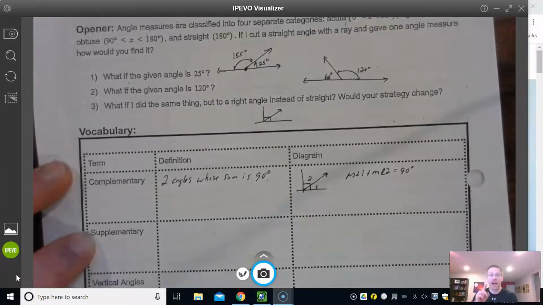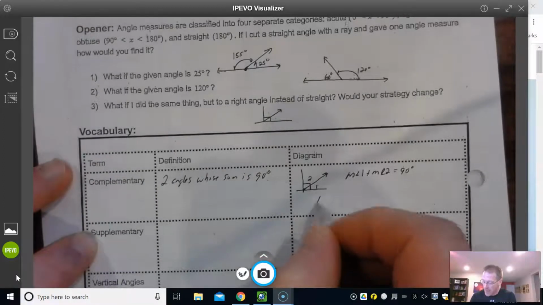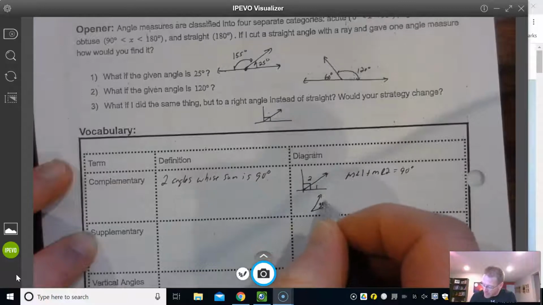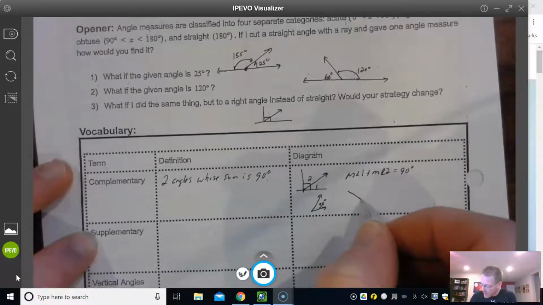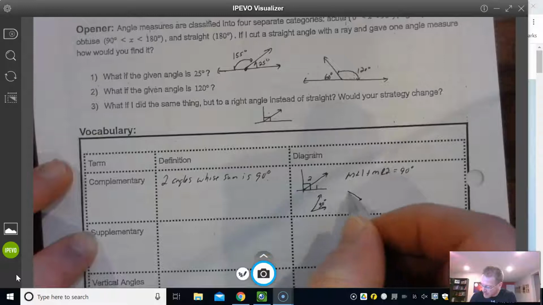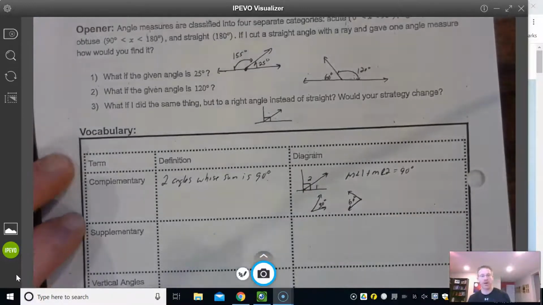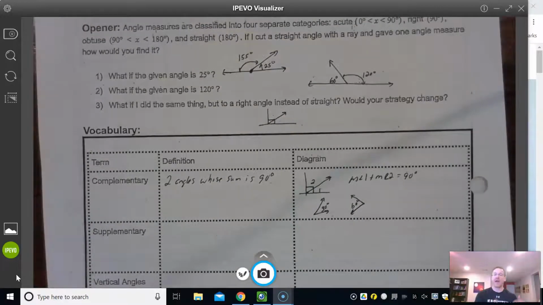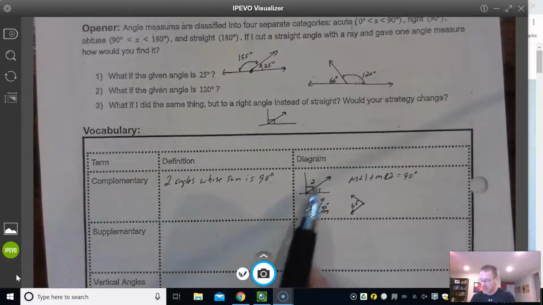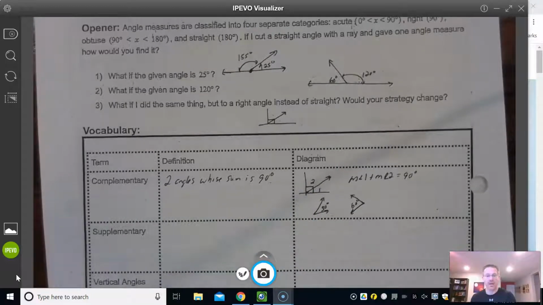But complementary angles don't necessarily have to be adjacent. I could have this angle here that is 30 degrees, and then we have this other angle over here, and this angle is 60 degrees. Notice these two angles are also complementary because their sum adds up to 90 degrees. So they can be adjacent, or they can be non-adjacent.